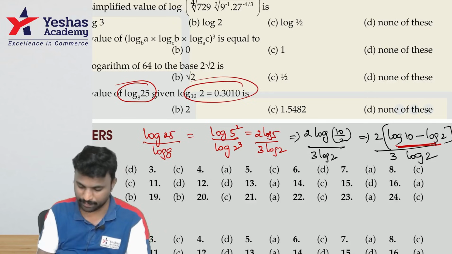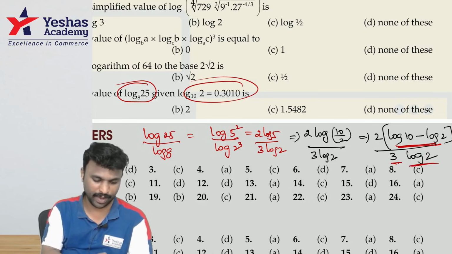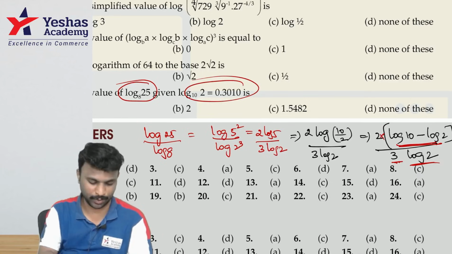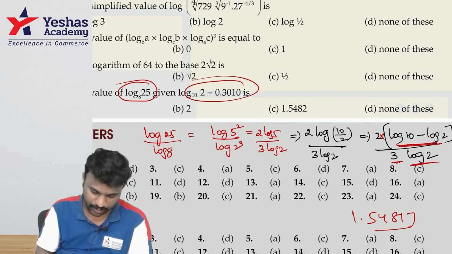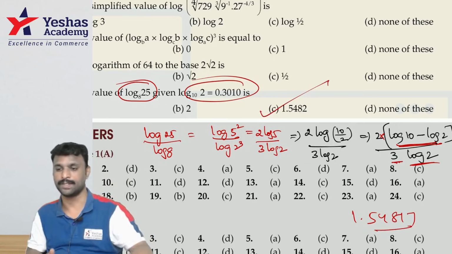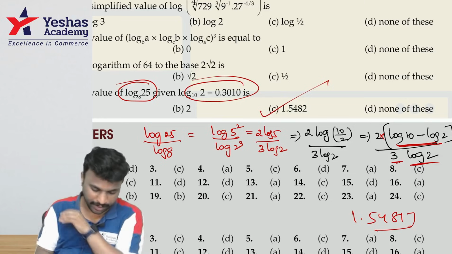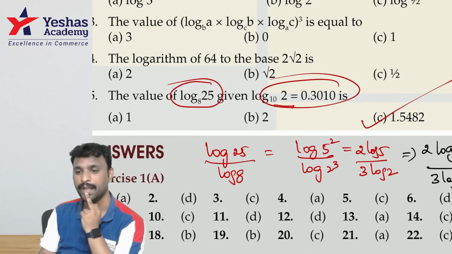0.3010, divided by, first you divide 3, again divided by, press the divide by button, the log 2 value, 0.3010. That fetches you the value, and there is into 2 in the numerator, so into 2 you do, and that fetches you the value 1.54817. So the nearest answer is 1.5482. So option C is the right answer. Hope it is clear, right? Guys, you're given the log 2 value, you're asked to find log 25 to the base 8.